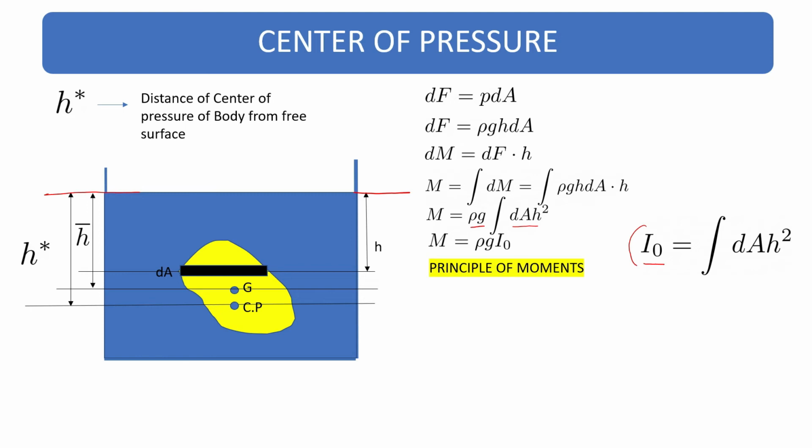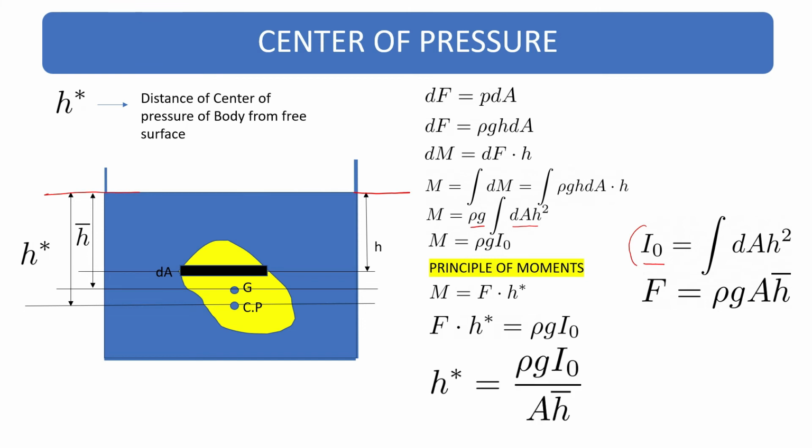So according to the principle of moments, we have calculated the total moment by integrating the elemental moment. According to the principle of moments, the total moment can also be written as total force into h star, where h star is the distance of the center of pressure from the free surface. So F is equal to rho g A into h bar, we have derived in the last class. So F into h star is equal to rho g into I0. So h star will become rho g I0 by rho g A h bar, that is I0 by A h bar. So this is the formula for the center of pressure.